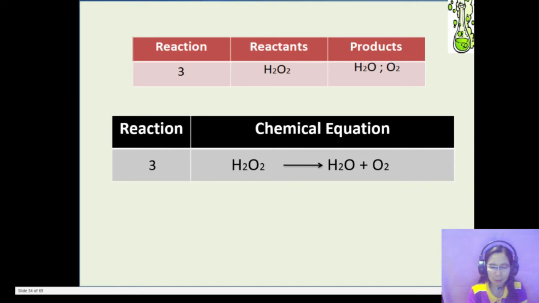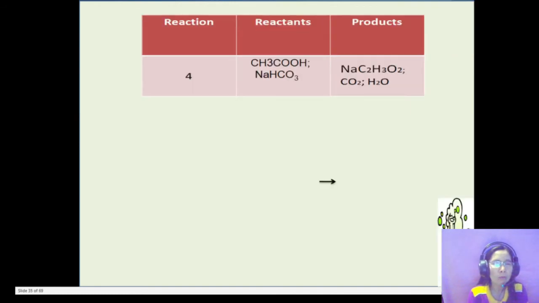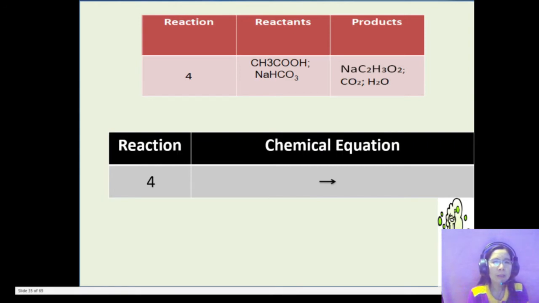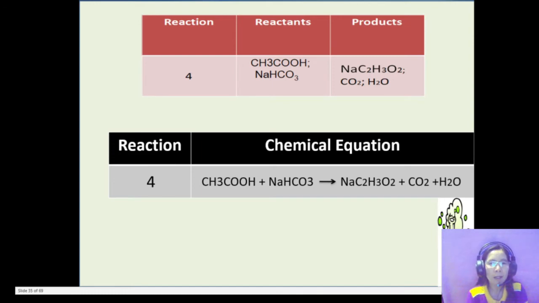Let's go to the second to the last chemical reaction. Write the chemical equation for reaction number 4. 2 seconds starts now. Time is up. Let's check your answer. There are 2 reactants written on the left side, namely the vinegar and the sodium bicarbonate or CH3COOH and NaHCO3 for baking soda or sodium bicarbonate. And we have 3 products, namely sodium acetate, carbon dioxide, and water. So, somewhat like a very long chemical equation.